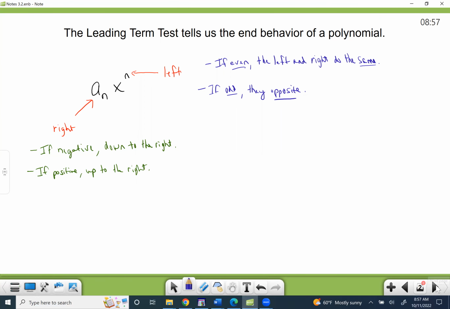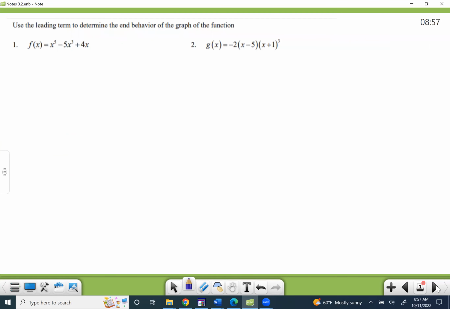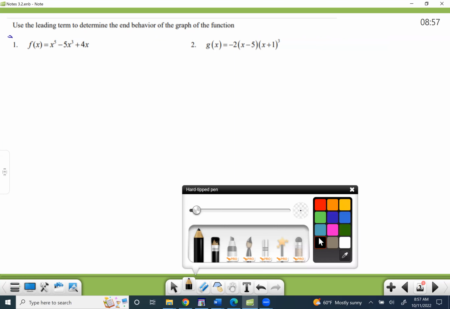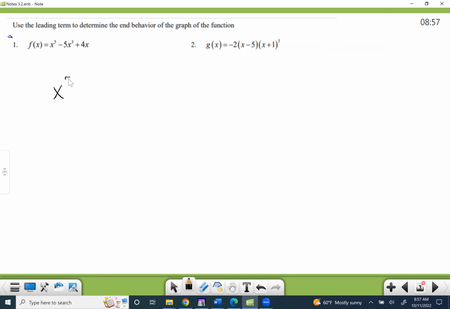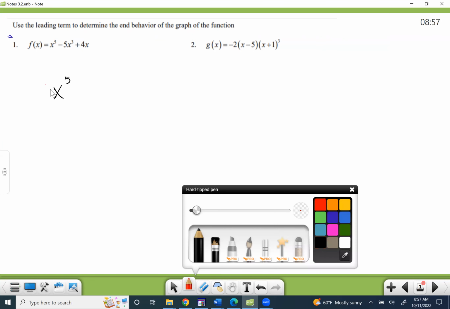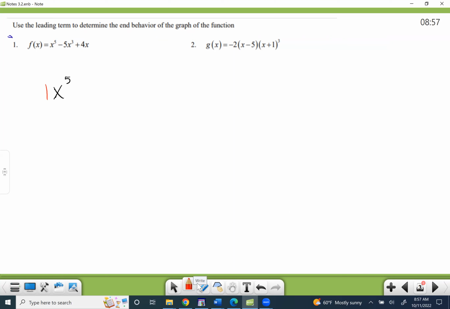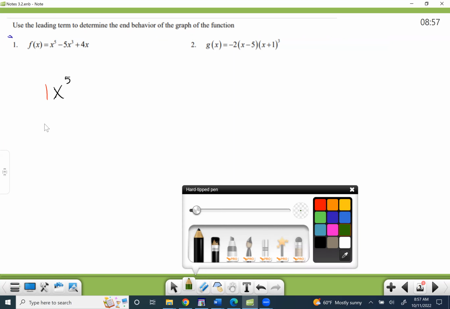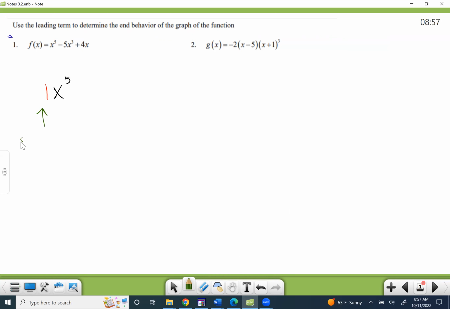Okay. All right, so let's go check out some examples. We'll try to guess what the right and the left are doing. Okay. All right, so I'm specifically looking at x to the fifth only, right? Now, in front of the x to the fifth is a one. Okay, and that's going to tell me what the right-hand side is doing, and I've got to do that first. Okay. So we know that since it's positive, that's going to imply up to the right. And sometimes you'll see a little almost ordered pair where they'll just draw an arrow on the right-hand side to let you know up to the right.